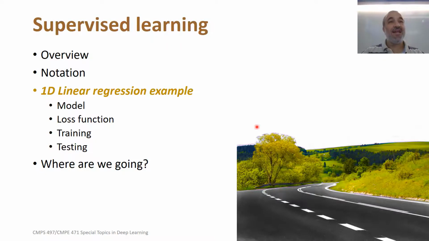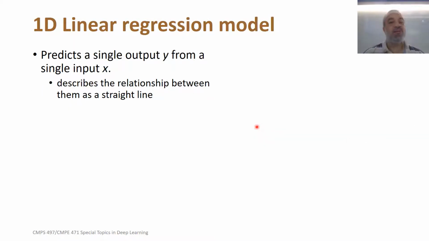Right. When we say linear regression, that means that the model will be a linear equation, as you will see. And 1D means the input is just one input. So it's the simplest ever. So it predicts a single output from a single input. And to do that, it describes the relationship between the input and the output as a straight line.